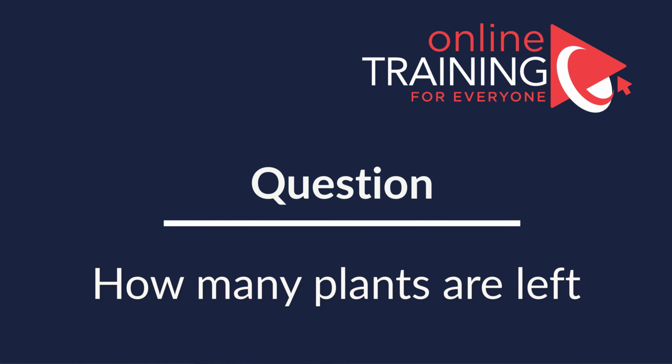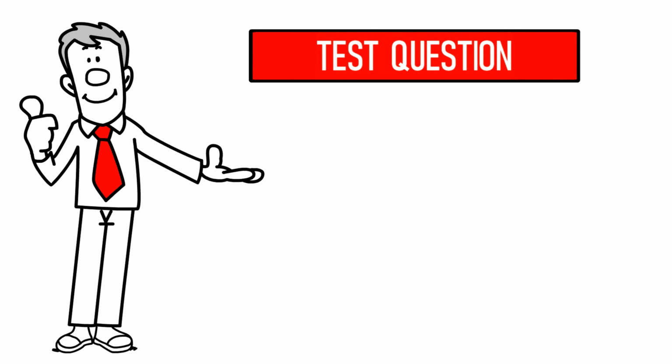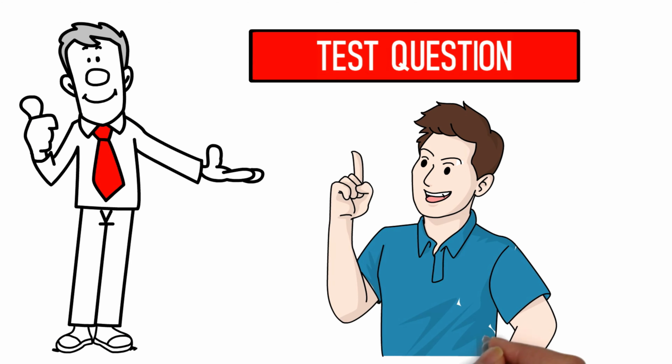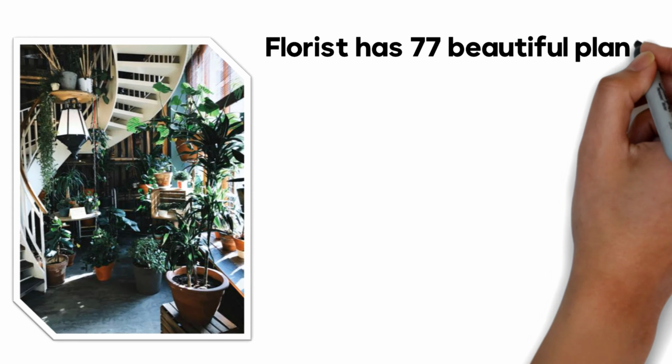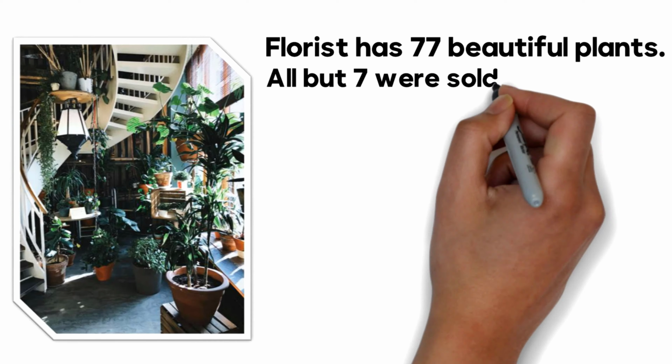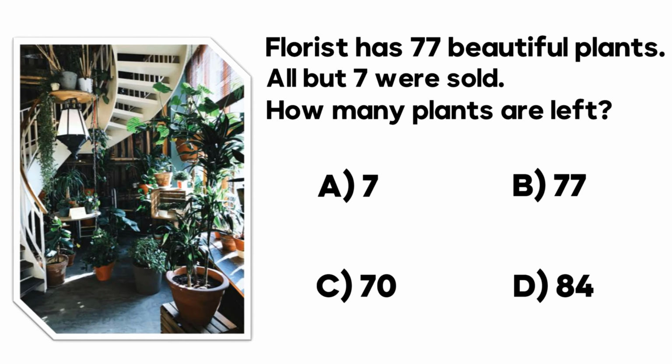I am very excited to present you with simple but at the same time very tricky question, which tests your math skills as well as attention to details. Florist has 77 beautiful plants. All but 7 were sold. How many plants are left? You have 4 different choices. Choice A, 7. Choice B, 77. Choice C, 70. And choice D, 84.